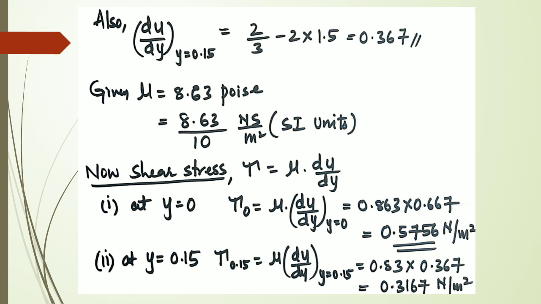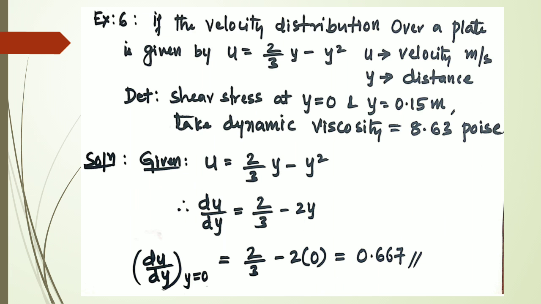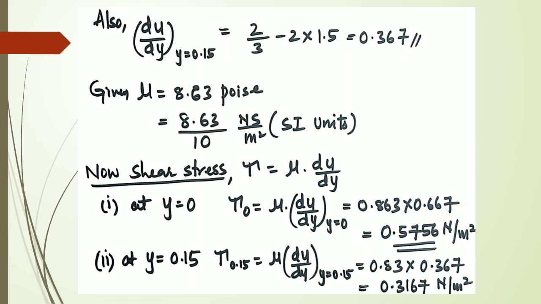So this is a simple problem if you use the velocity equation directly. First write the equation, differentiate it, then find du by dy at y is equal to 0 and at y is equal to 0.15, then substitute y is equal to 0 and y is equal to 0.15 to obtain tau.